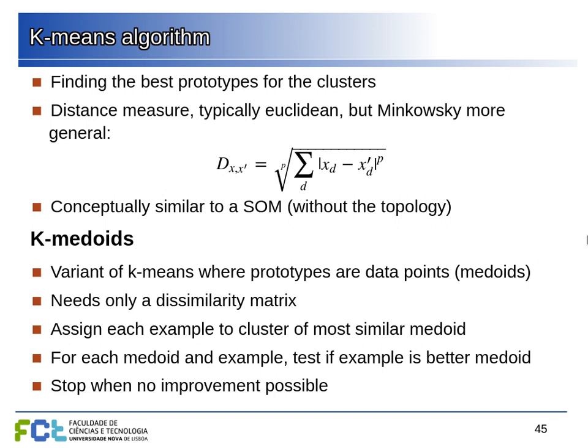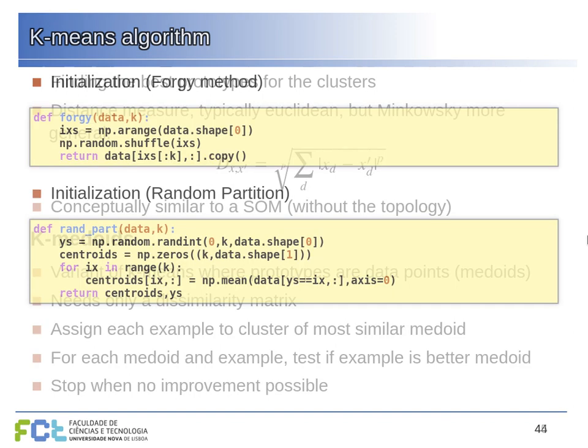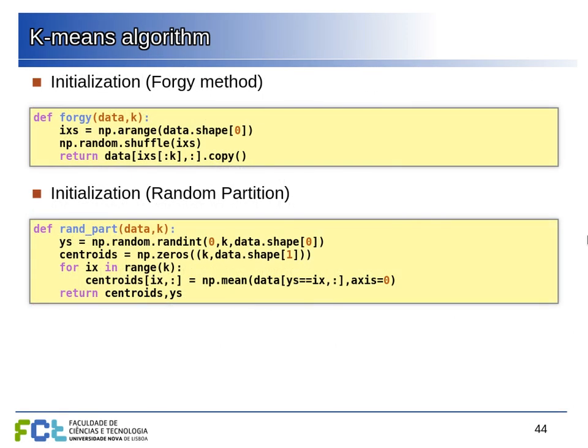There is a variant of k-means, which is k-medoids, which solves one problem that we can have with k-means, which is we need to find the coordinates of the prototype, of the centroid.